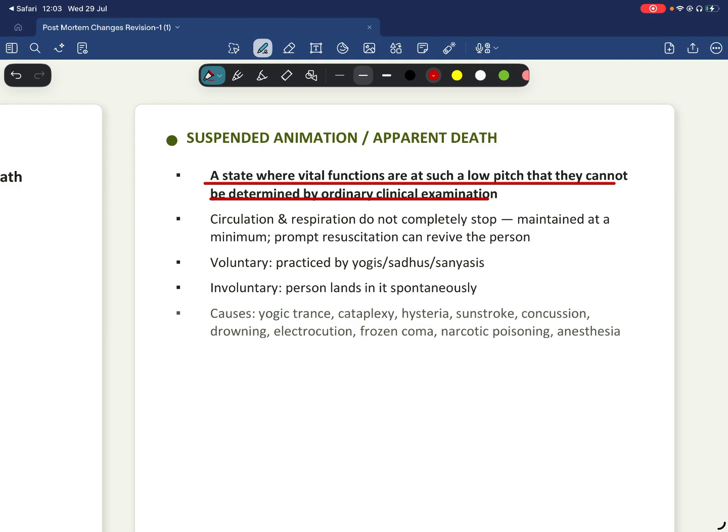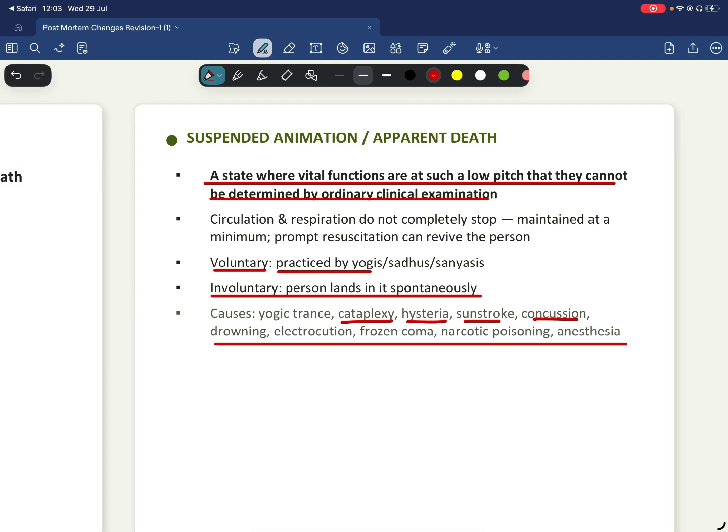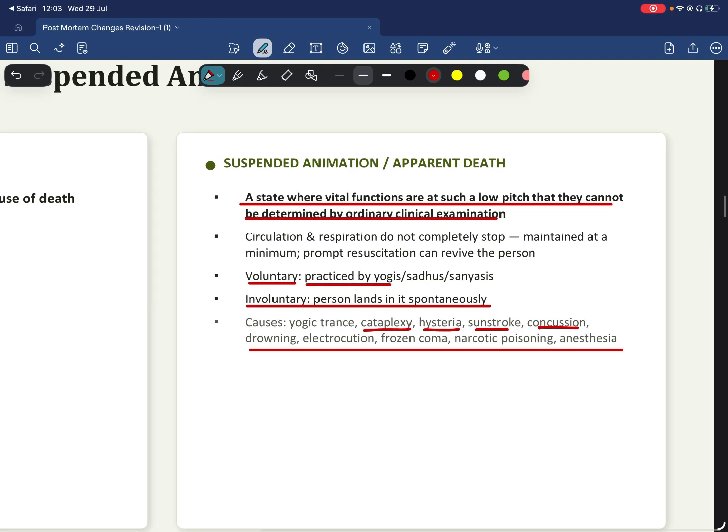We have voluntary suspended animation. This is mainly practiced by yogis. Involuntary suspended animation is when a person lands into a suspended animation involuntarily, spontaneously. We have involuntary causes. We have cataplexy, hysteria, sunstroke, concussion, drowning, electrocution, narcotic poisoning, anesthesia, or frozen coma.